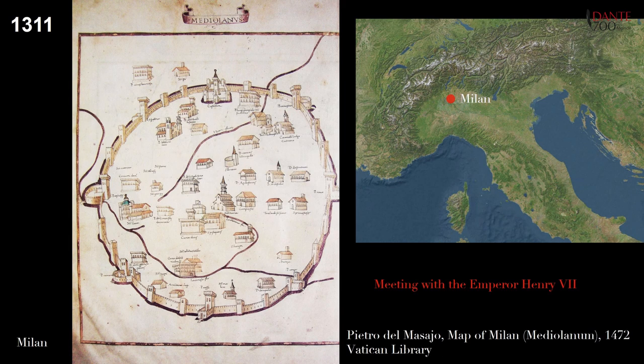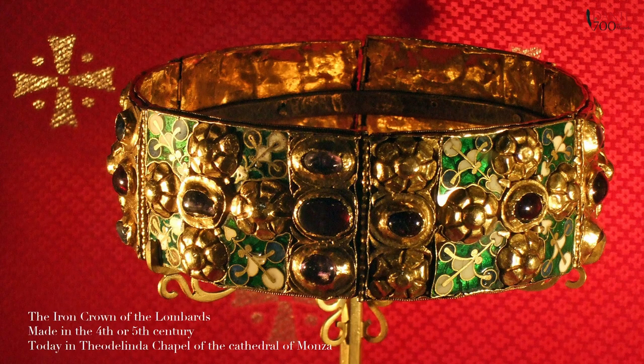Dante goes to Milan to meet with the Emperor Henry VII, with whom he hopes Italy could be reunified. And there he talks about the city. Here you find the representation on the left by Pietro del Massaio of what Milan looked like, again, crossed by rivers and canals with specific landmarks that corresponded to the various churches. But we know Dante went there because he makes references to the imperial crown, a crown that you can still find in the Cathedral of Monza. That was considered the most prestigious crown, and by making references to it, Dante refers to imperial power.